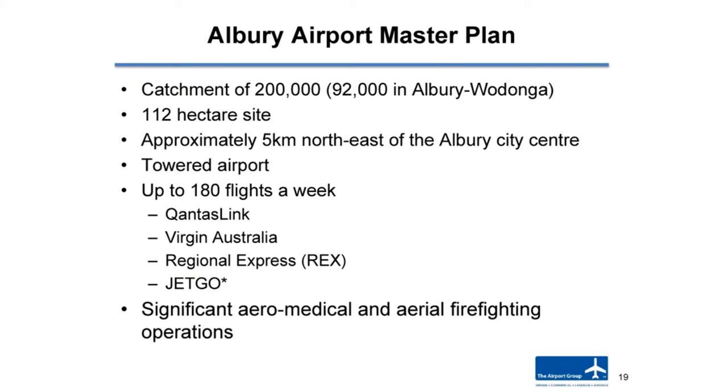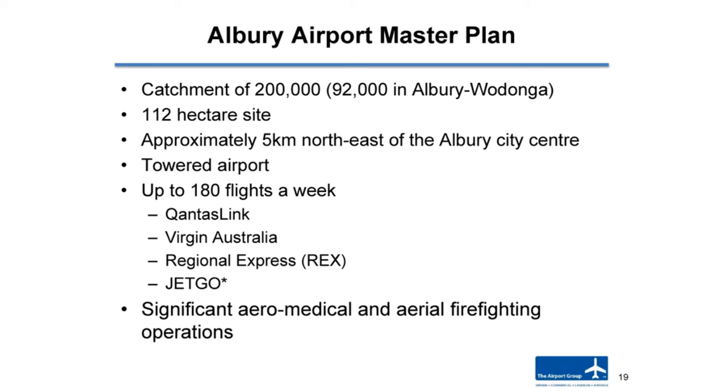So just the little overview of Albury and Albury Airport. The catchment size of the region is about 200,000. For those that aren't aware, Albury sits pretty much on the border with Victoria, and the population of Albury and its neighbouring city, Wodonga, is about 92,000. It's about 5k from Albury city centre.